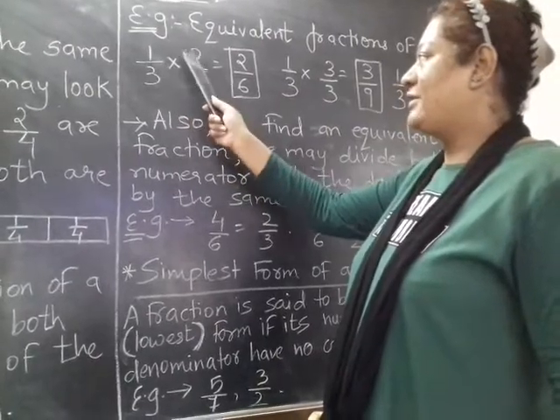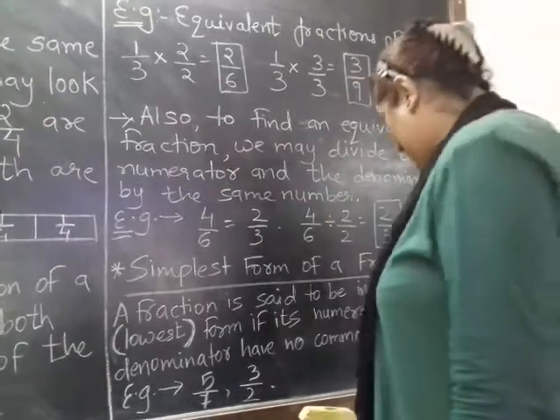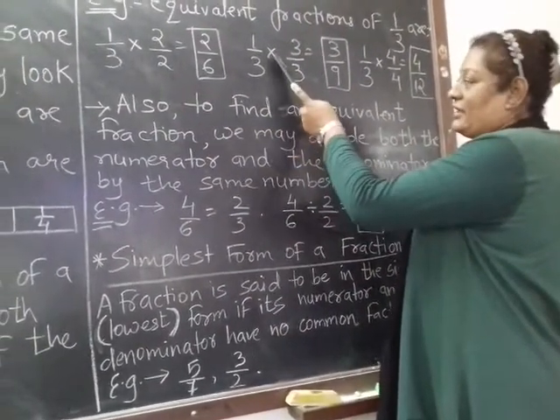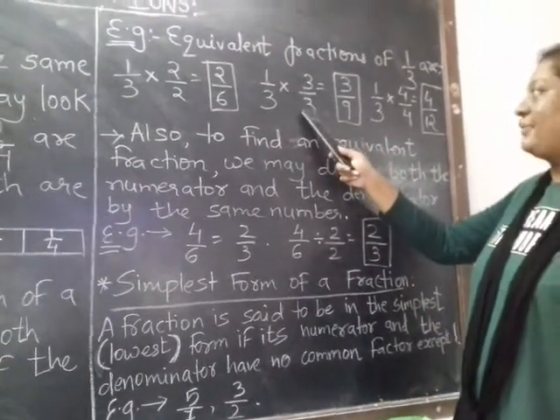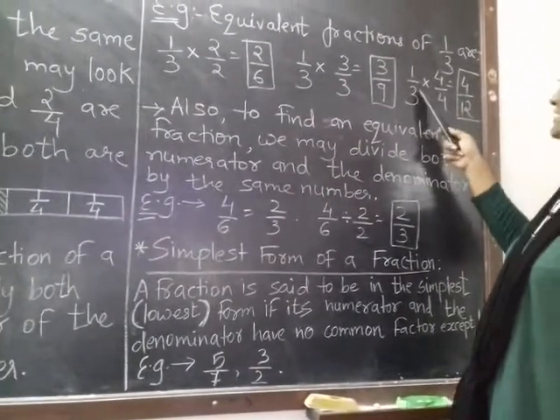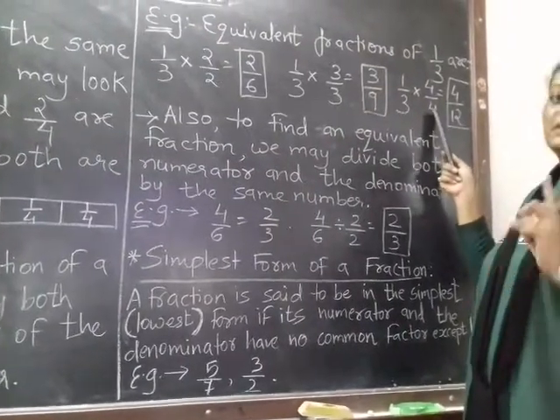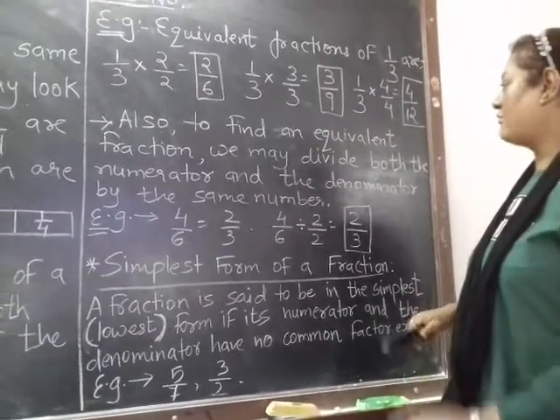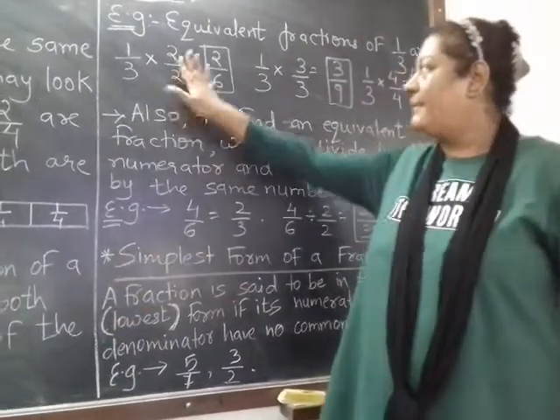So I multiply the numerator, 1 multiplied by 2, is 2, and 3 into 2 is 6. The next equivalent fraction of 1 upon 3: the numerator and denominator are multiplied by 3, so 3 upon 9. The next is 4 upon 4. Numerator and denominator should compulsorily share the same number, so 4 upon 12. This is what equivalent fractions are. This is what we talked about with multiplication.